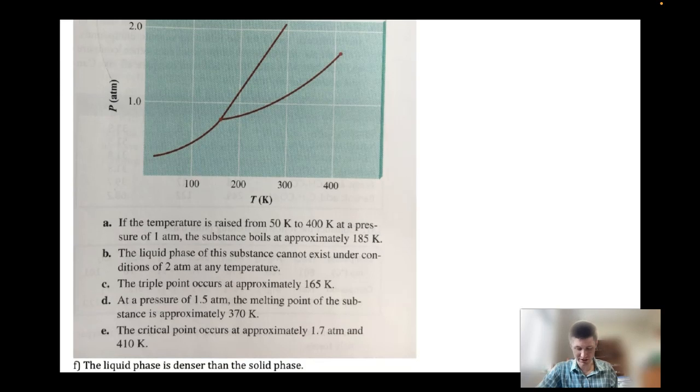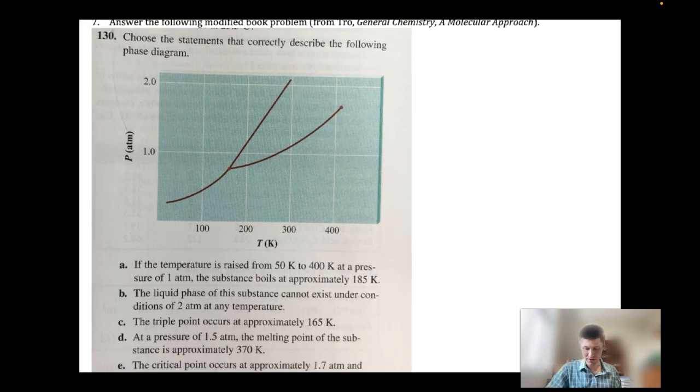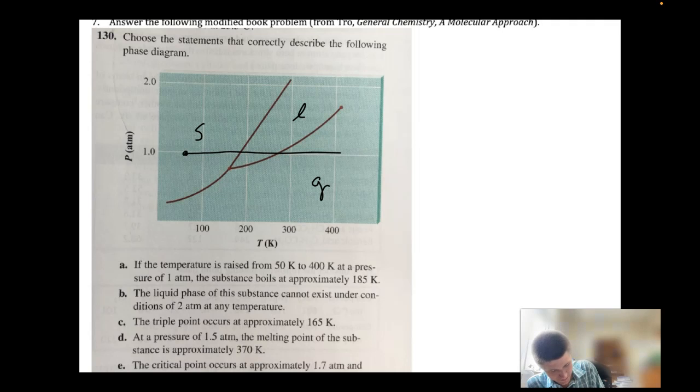Okay, if we look at our questions about this phase diagram: if the temperature is raised at a pressure of 1 atmosphere, the substance boils at 185. So we can go through and label. We always have solid over here, liquid over here, gas over here. For A, from 50 to 400, that's this line. I can see 185 is important, but that is not the boiling point. This is a solid to liquid phase transition, which is melting. So that one is going to be false.